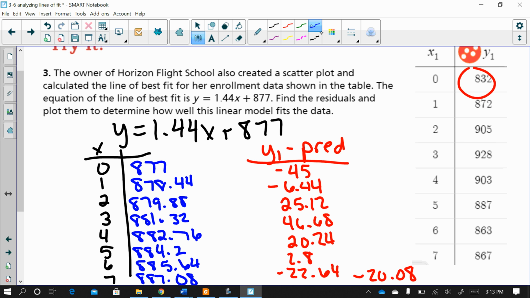Okay, so if we compare these, I got 1, 2, 3, 4 negatives, 1, 2, 3, 4 positives, so that's a good balance. And I think negative 45 and 46.68, those are pretty far away, but it's not horrid, so this would be a pretty decent fit. Okay.